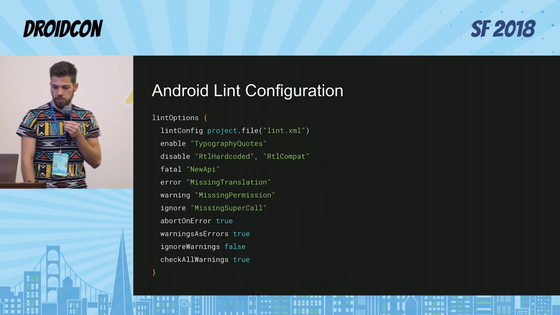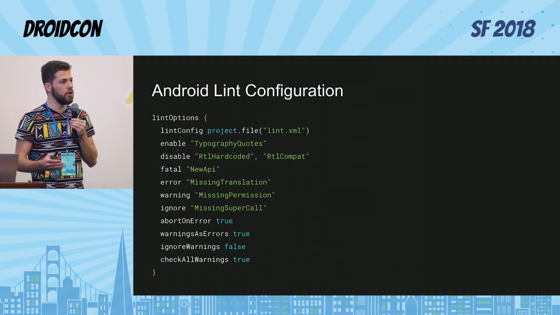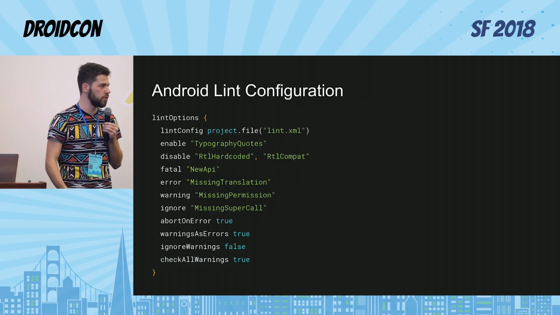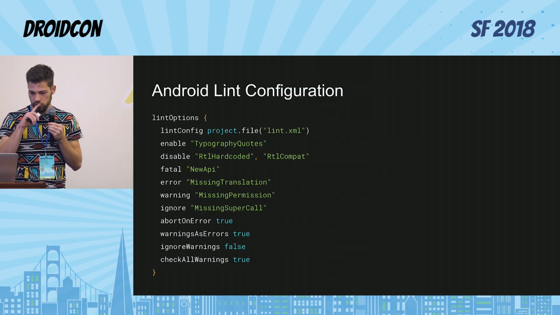Lint configuration can be done by the lintOptions. If you're running in an Android module, you wrap it inside the android closure, and then you have a bunch of things you can go and configure. So the Lint config is an XML file. I'm going to show that next.